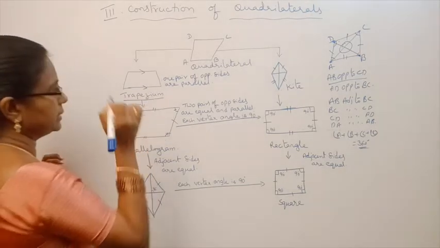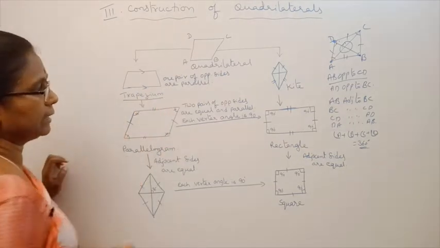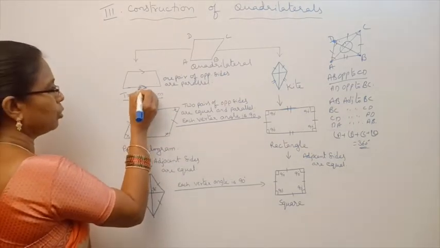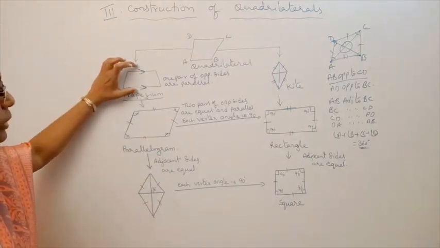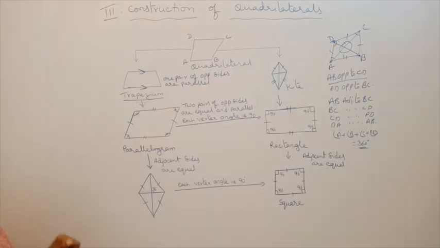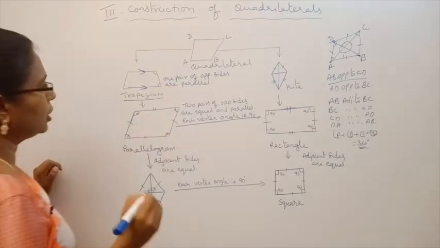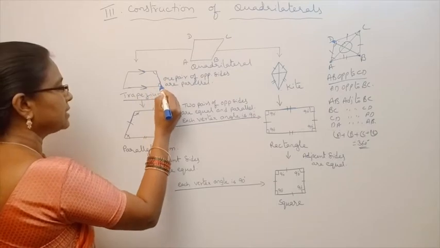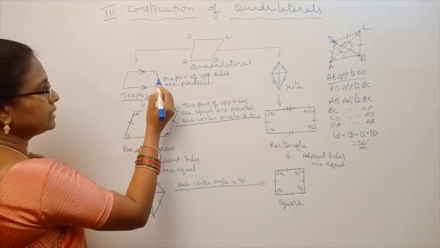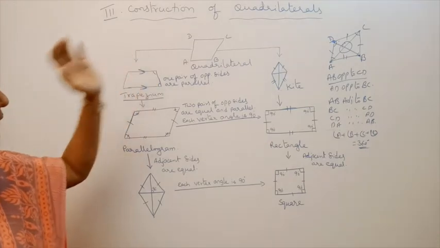In a trapezium, one pair of opposite sides is parallel. Only one. This symbol is called parallel. One pair of opposite sides parallel is called a trapezium. In that, the sum of two adjacent angles is 180 degrees, because if these two are parallel lines, the other side automatically becomes a transversal. Then the interior angles on the same side of the transversal add up to 180.